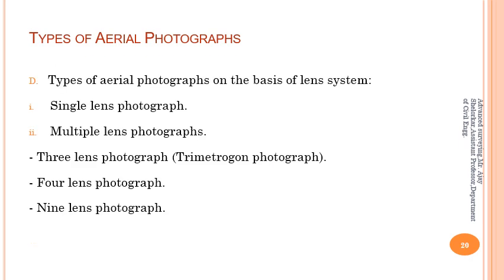Then types of aerial photographs on the basis of the lens system: single lens photographs and multiple lens photographs. Multiple lens photographs are further divided into three types: three lens photographs, four lens photographs, and nine lens photographs.